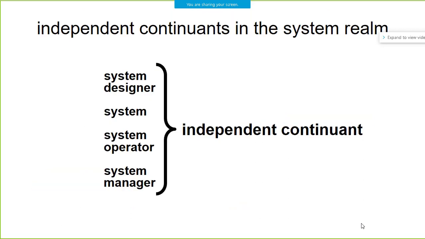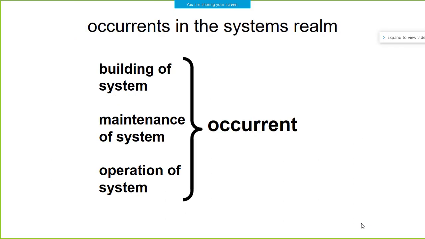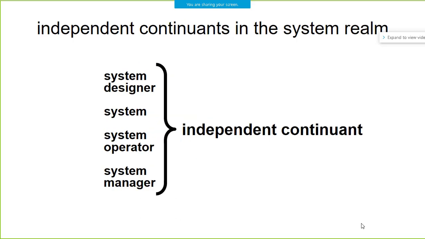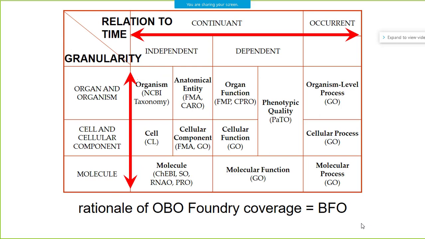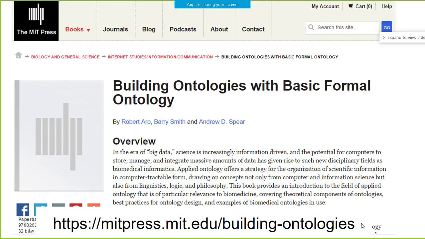And now, if we think about independent continuants in the realm of systems engineering, then we would have things like systems themselves, but also system designers, system operators, system managers, and so forth. And occurrents would be things like building, maintaining, operating a system. So it's important to realize the division between continuants and occurrents. Occurrents are processes. They take time. They have beginnings, middles, and ends. And that's, as I said earlier, the rationale for this OBO Foundry organization.